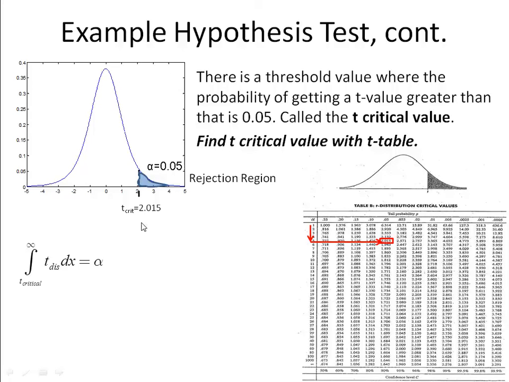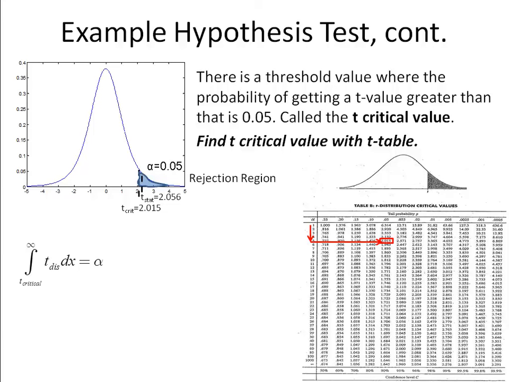If the t-value we calculated is to the right of this t-critical value, it lies within our rejection region. So what was the t-value we calculated? It was 2.056. And so that lies within our rejection region. So we can safely say that we can reject the null hypothesis.